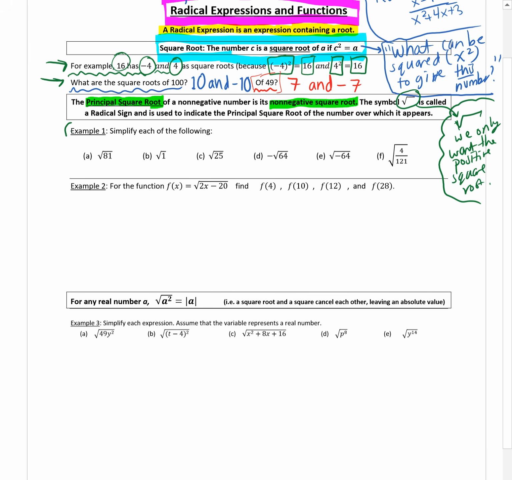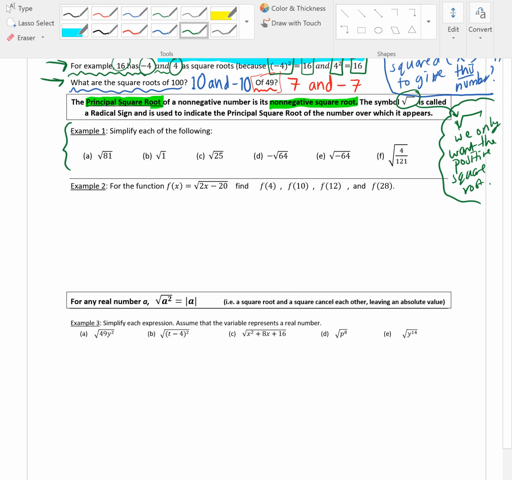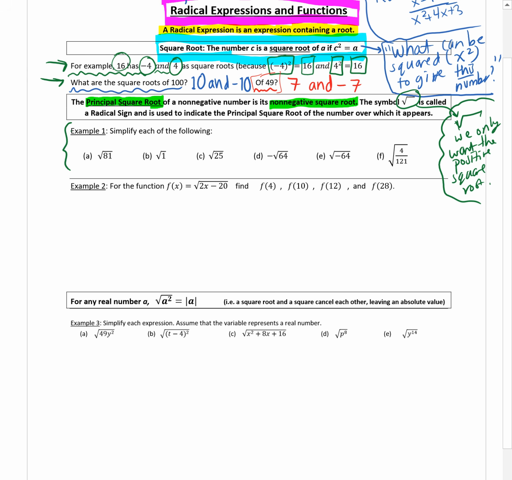But notice in this example below, example 1, they have all the symbols, the square root symbol, which means we only want the positive answer. It's kind of tricky, but just keep in mind principal square root is what they want here, which I know because they wrote the square root symbol. Only the positive root.